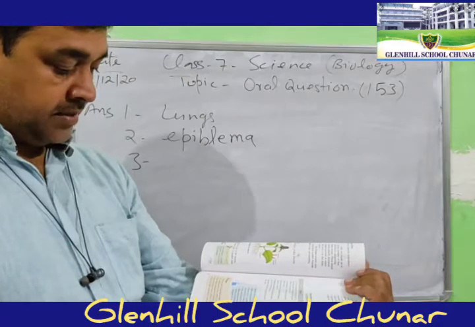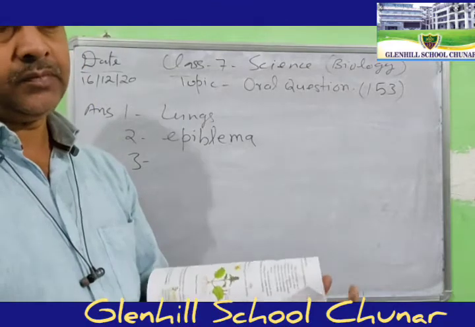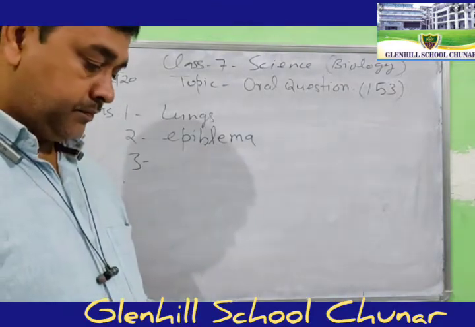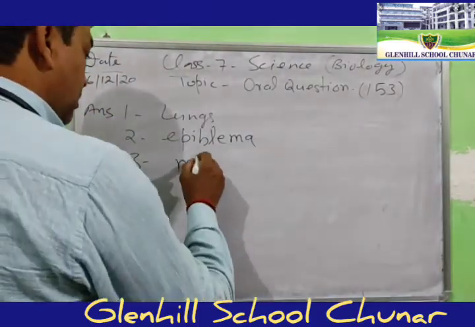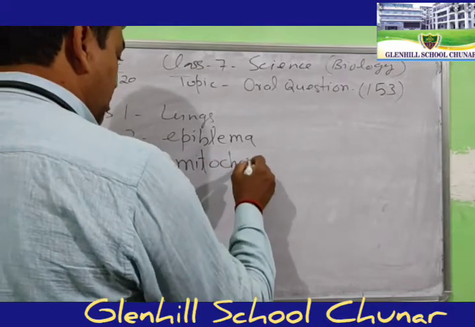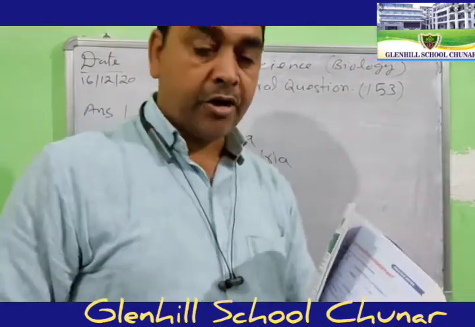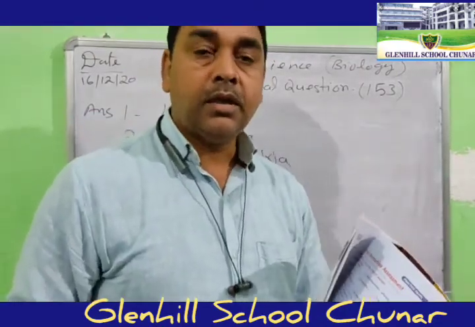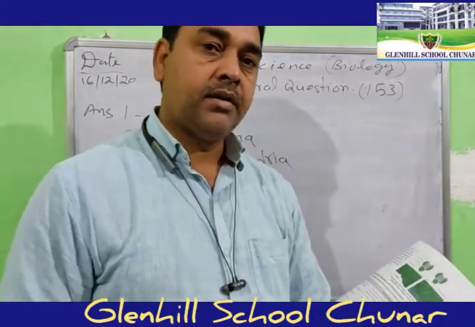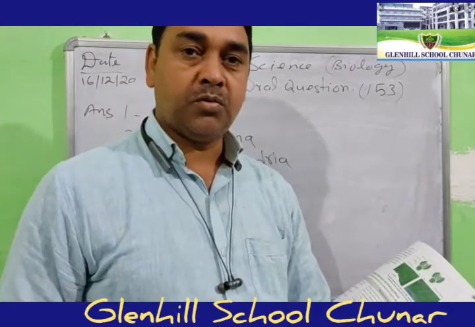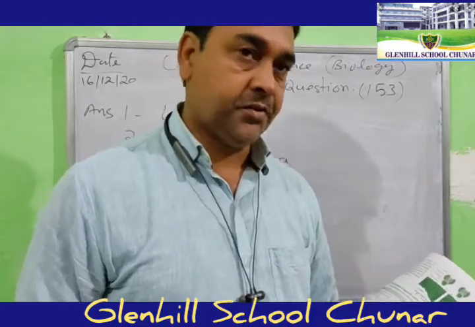Third, where does respiration in plants occur? In mitochondria. This is a cell organelle found in the plant cell. In the animal cell also, mitochondria are found. Mitochondria is called the powerhouse of the cell because it provides the energy.